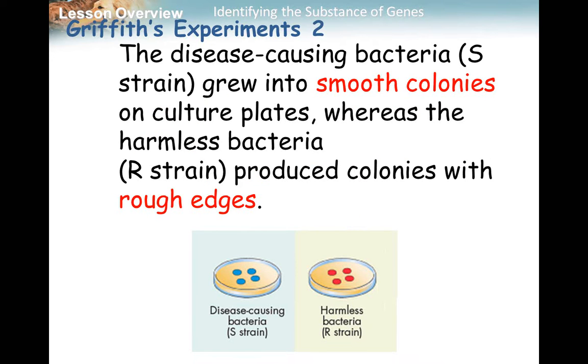Griffith's experiments 2. Disease-causing bacteria, S strain, smooth colonies grew on the culture plates, whereas the harmless bacteria grew rough edges. So that's what he noticed, and that's how he identified those 2 different types of bacteria. Remember, in the future, when you see the S, that stands for smooth, and when you see the R, that stands for rough. The smooth ones were the disease-causing ones.